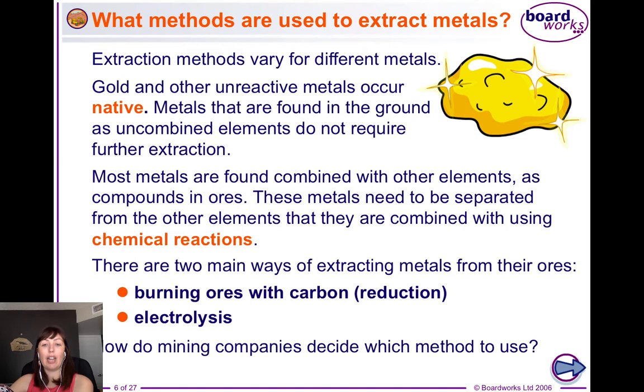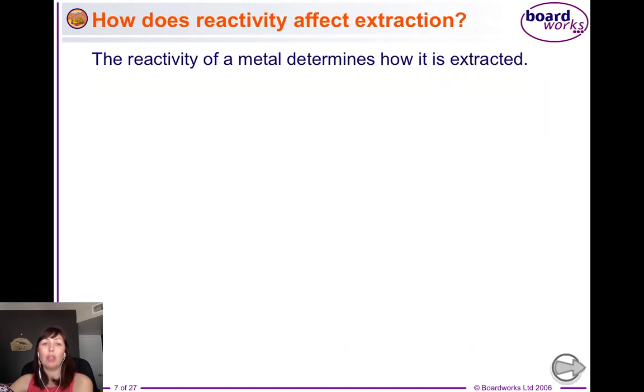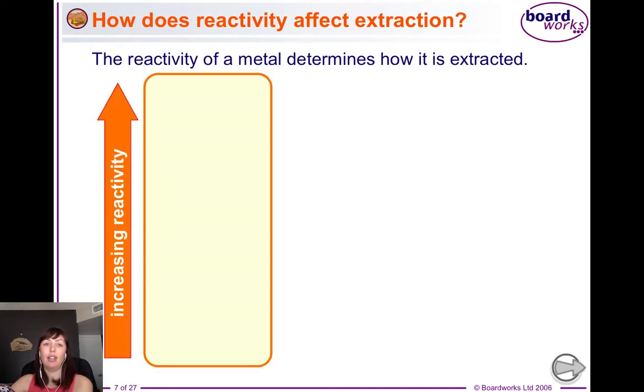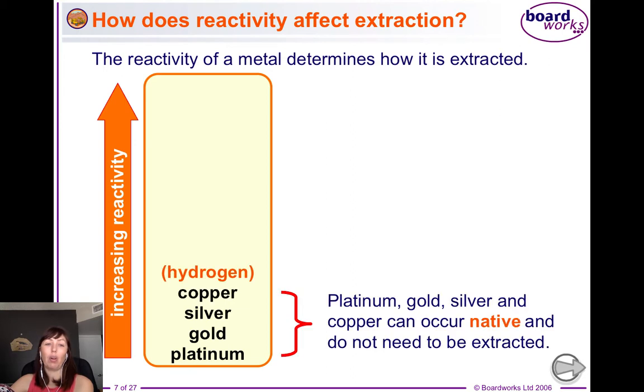So how do mining companies decide which one to use? This comes down to the reactivity series. The reactivity of a metal will determine how people extract it. You place the metals in order of increasing reactivity. Platinum, gold, silver, and copper often occur in their native form, in other words, not in an ore with other elements, and they generally do not need to be extracted.